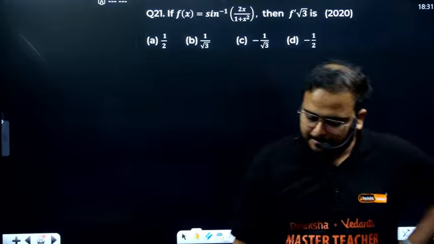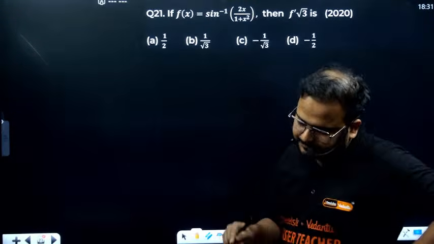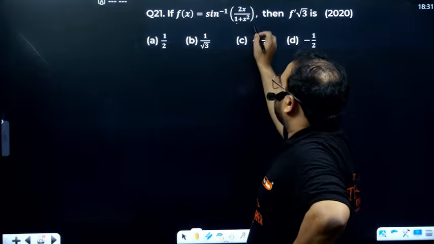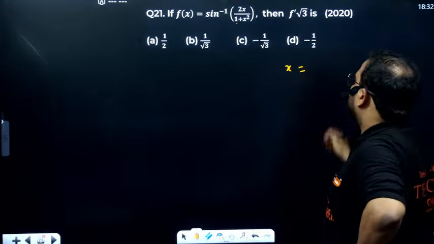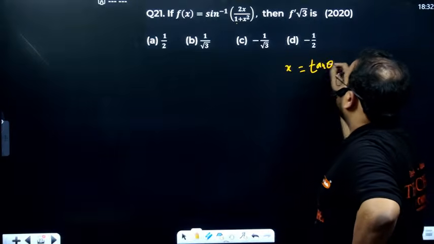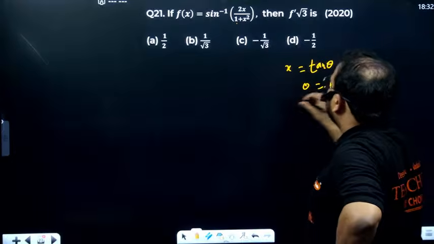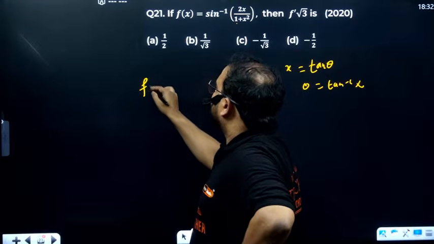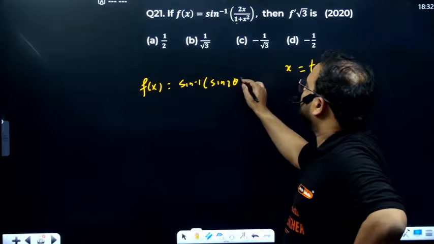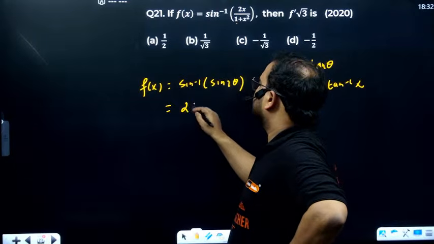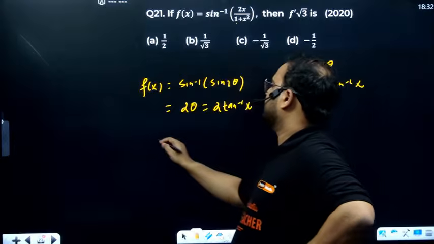This form, Deepak, we're back to the same form. And what is that? Have a look. 2x upon 1 plus x square. So take x value as tan theta. So we get theta as tan inverse of x. And this question becomes now fx equals to sine inverse of sine 2 theta. So we have 2 theta over here, which means 2 tan inverse of x.